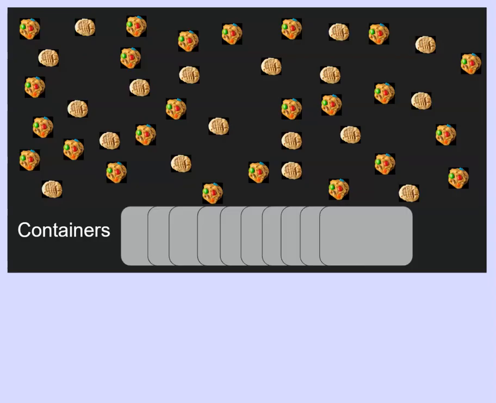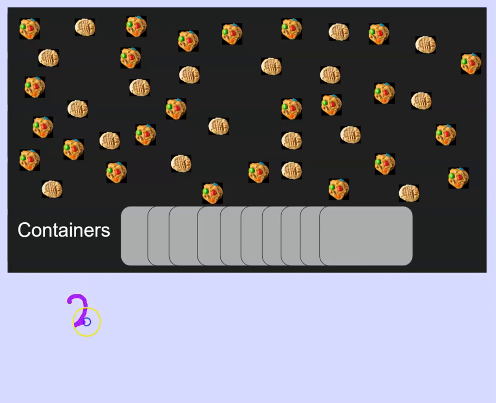I want you to look back at this. If you didn't do the activity, the idea was this. I wanted you to split up all of the monster cookies and all of the peanut butter cookies into containers. And the idea was eventually I wanted you to pick a number of containers where you could split up all of the cookies, all the monster cookies evenly, and all of the peanut butter cookies evenly. So let's think about this.